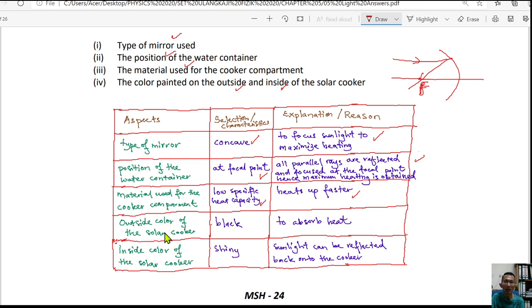And then the outside color, I will choose black. Reason, it can absorb heat. And then inside, I'll choose shiny. Why shiny? Because sunlight can be reflected back onto the cooker. So here I have 10 marks. For the characteristic, 1 mark each, and then for the explanation, 1 mark each. All right, so we move on.